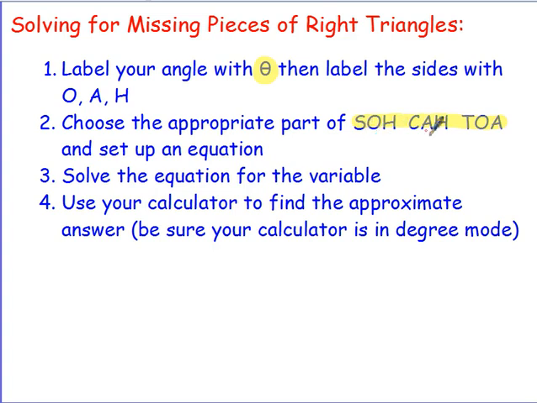To know which part of this to use, it simply depends upon what pieces you know in your triangle. Once you've set up an equation, then you're going to solve your equation for the variable. Notice I haven't said anything about a calculator yet. Now, the final step of the process is to use your calculator. You don't touch your calculator until step 4. So then you use your calculator to find the approximate answer.